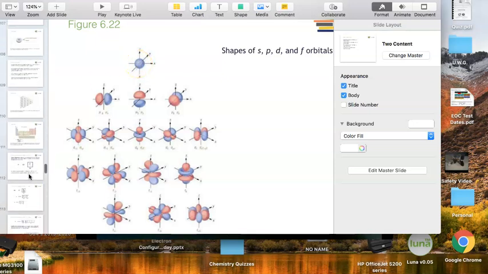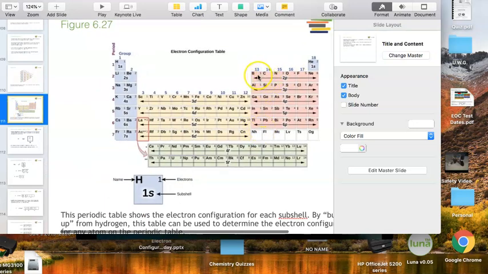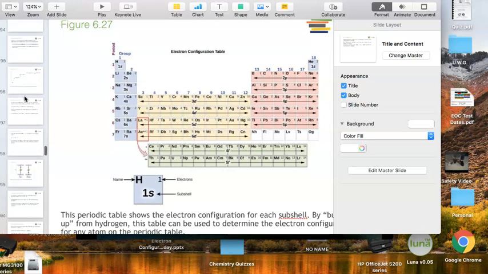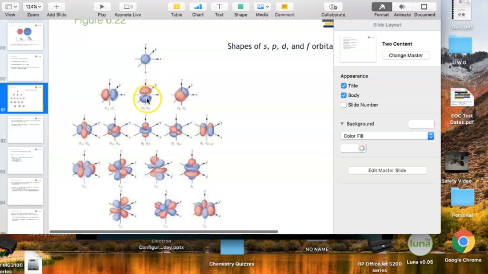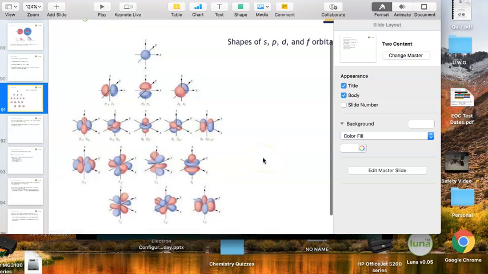And then for the P subshell, there's a maximum of 6 electrons that can fit in the entire P subshell. So 6 divided by 2 is how many? 3. So that's why there are only 3 orientations for the P orbitals. You can have 6 electrons there total, but only 3 orbitals, because you can have up to 2 electrons in each orbital. 2 times 3 is 6.